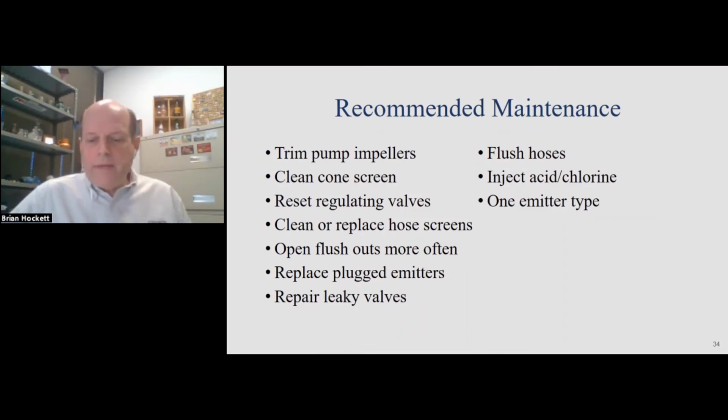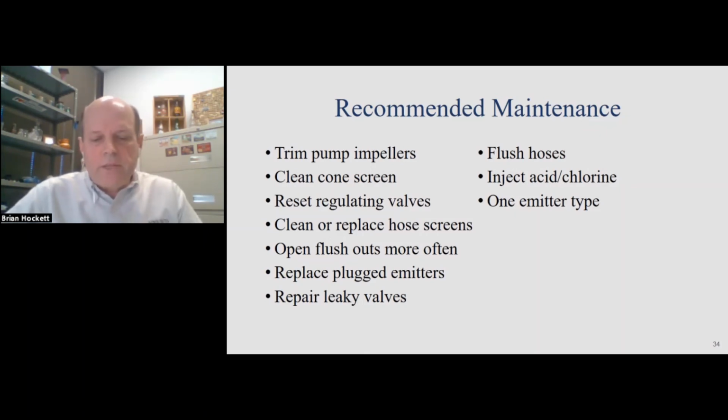So once we've made all the measurements and observations and run the numbers to generate a DU, what are some things that can be done to improve the overall system performance? What kind of maintenance needs to take place? Well, considering what we observed at the filter station and what we saw in the field, typical recommendations might include trim the pump impellers if there's too much pressure, because pressure is energy and energy is money. Clean the cone screen, because that can reduce pressure to the field.